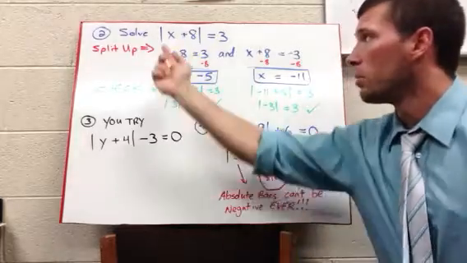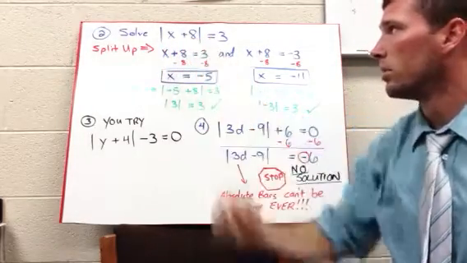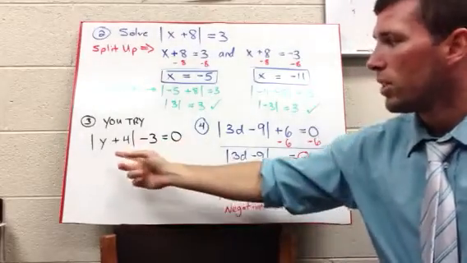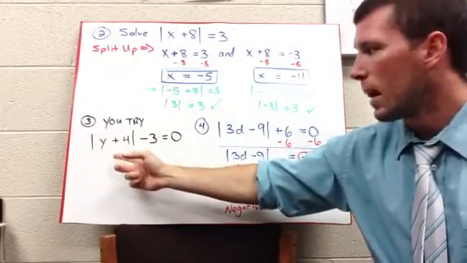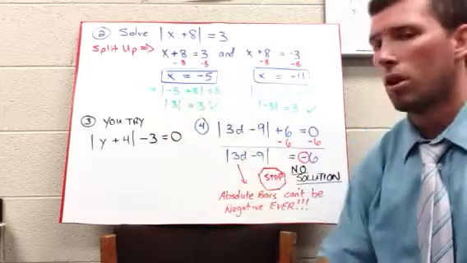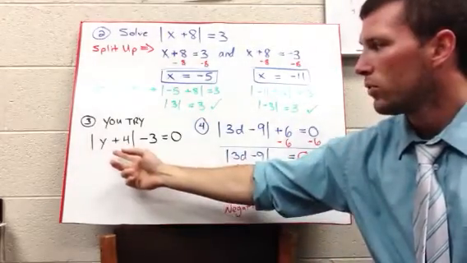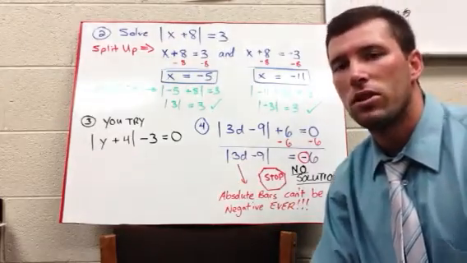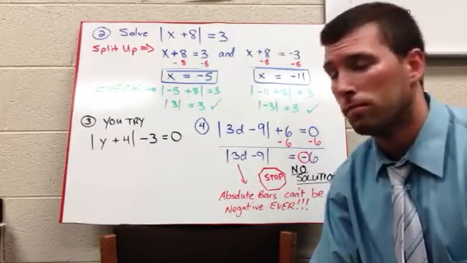Okay, that would be back up at the very top. X plus 8 equals 3. So both these worked. So why don't you try this one right here, pause the video for a second, and model it after the one you just saw. Y plus 4 minus 3 equals 0. Okay? I'll let you pause and you can start that. I'm going to move on to number 4 though.